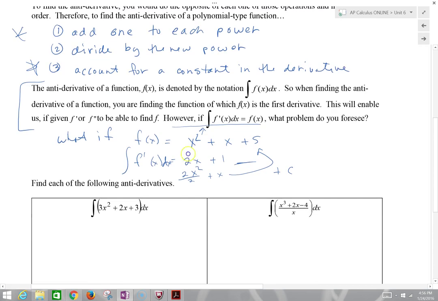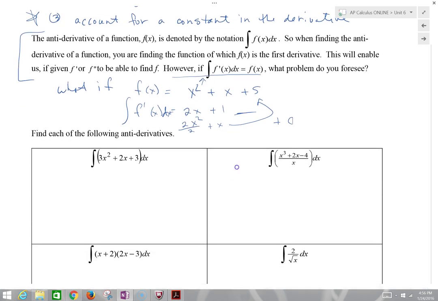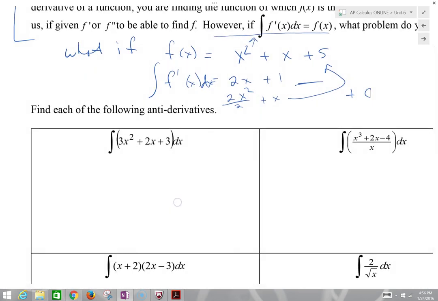So let's give it a try. So find the following antiderivatives. Alright, so we're going to add 1 to each power, so 3x squared is going to become 3x cubed. Divide by the new power. So we're going to have 2x squared, then over 2, plus 3x to the first over 1. Don't forget the plus c.